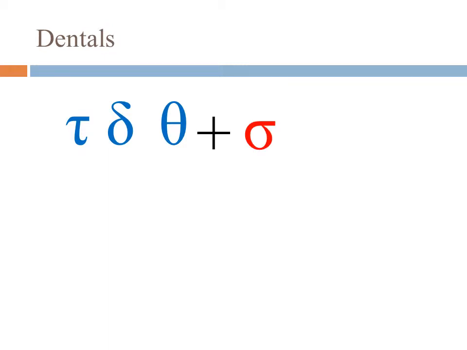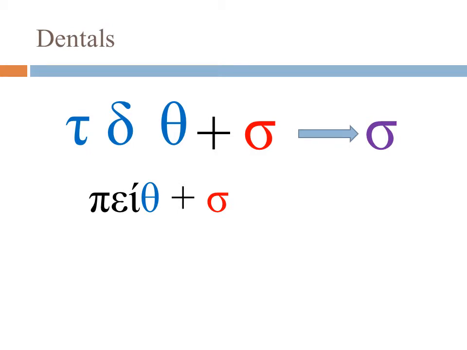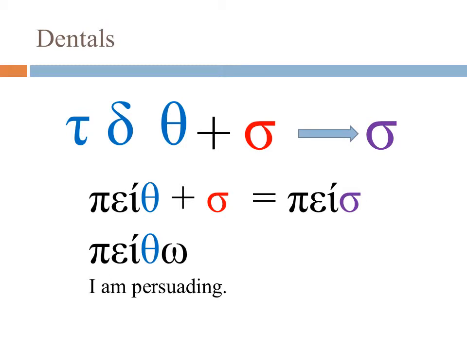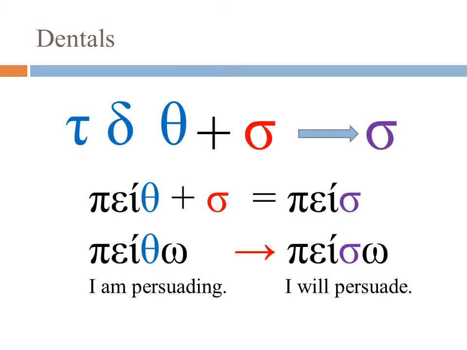Dentals. Remember, that's the tongue against the teeth. So we have tau, delta, theta. If they touch a sigma, it merges and we're left with a sigma. So, if we have peith as a stem, and we add a sigma to it, we're going to get peis. So, peitho, I am persuading, its future will be peiso, I will persuade.